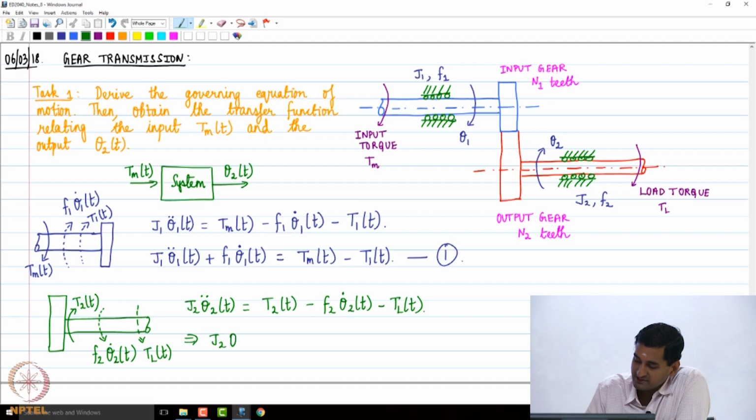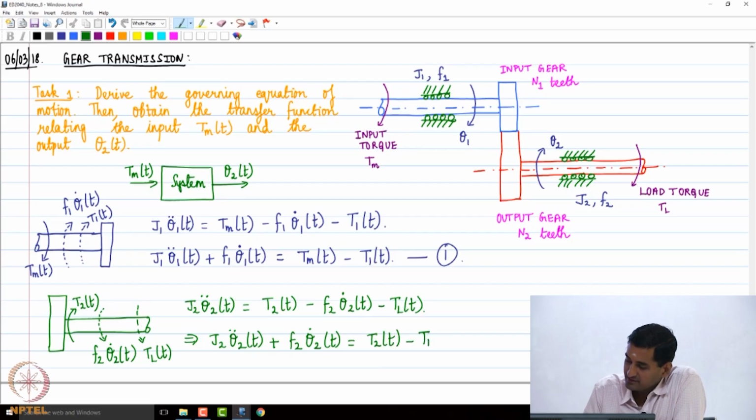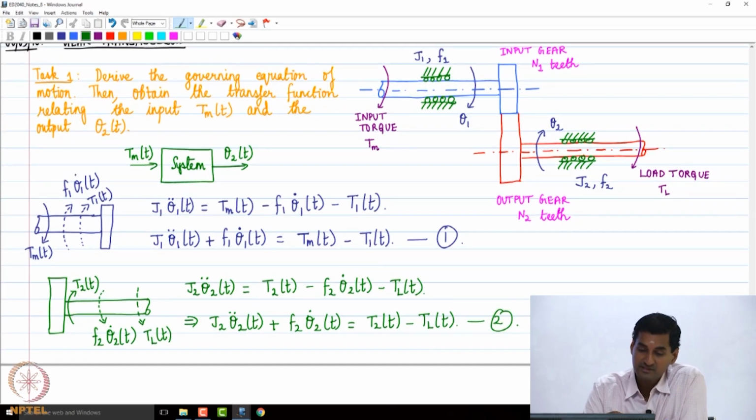Just rearranging the terms, we get the equation as J2 times theta 2 double dot plus F2 times theta 2 dot equal to T2(t) minus TL(t). Okay, so let's call this equation number 2. Those are the two equations.